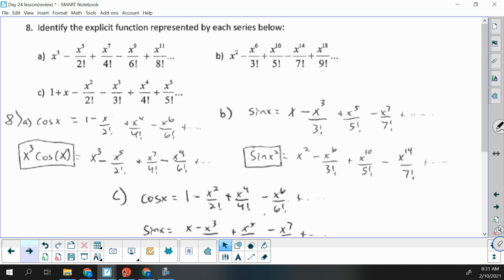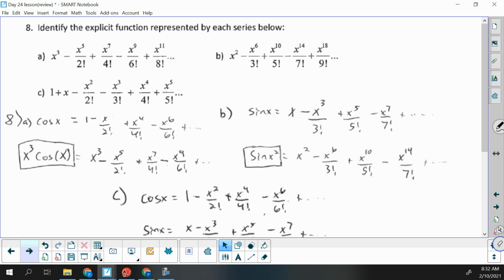In A, we've got odd powers, but we've got even factorials. We're alternating signs. So because even factorials, alternating signs, you probably want to think cos to start out. But the problem is cos should be 1 and then minus x squared over 2 factorial plus x to the fourth over 4 factorial. So all our powers of x are 3 too big, so we'll multiply everything by x cubed.